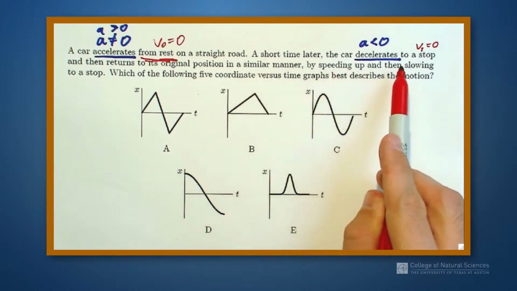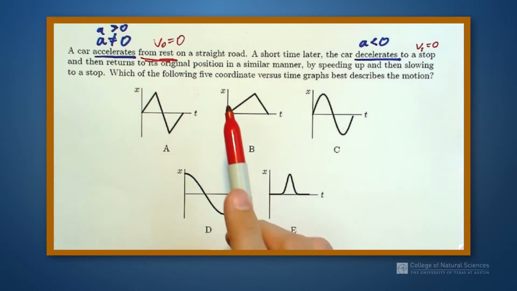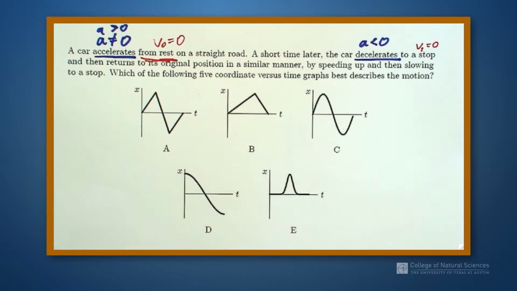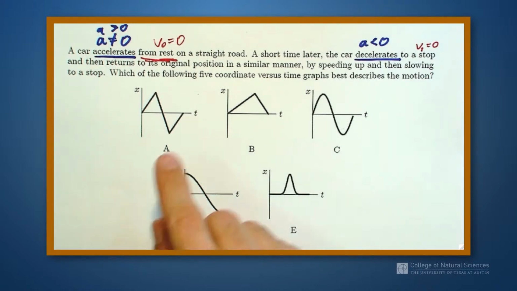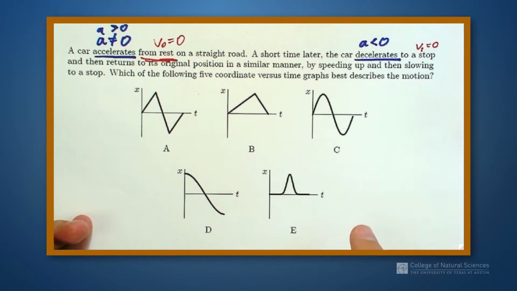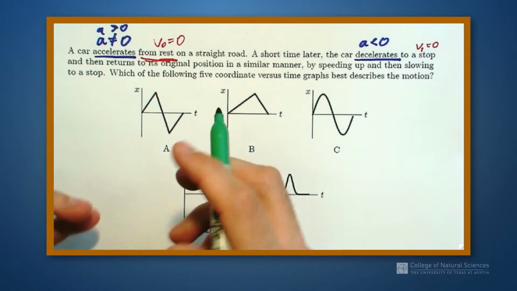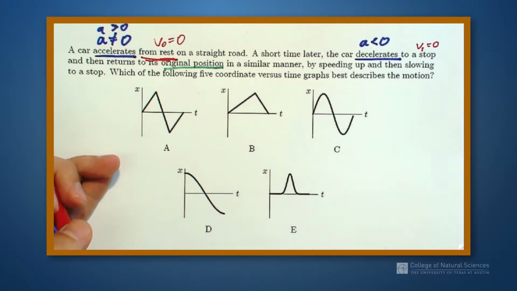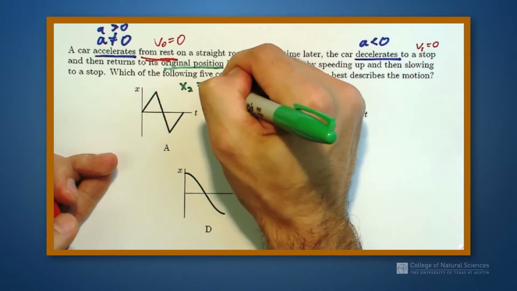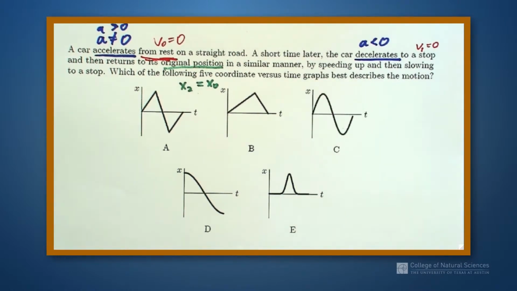So a short time later, the car decelerates to a stop, then returns to its original position. Oh, this is a lot of information in this next little part. It says that we then return to our original position. So at a third time, or what I'm going to call time 2, we're going to return to our original position in the same manner by speeding up, then slowing back down. So this is giving us information about the original position. That means our final position, our second position, is equal to our initial position. So whatever we do, we have to get back to the same position.